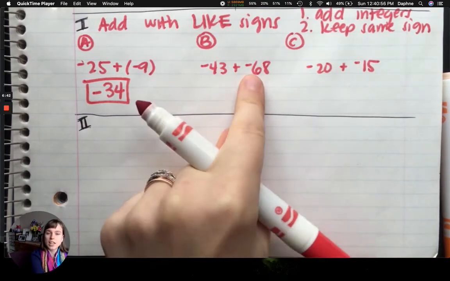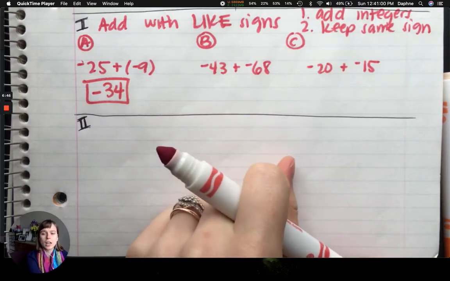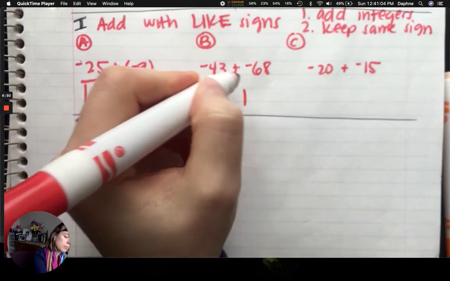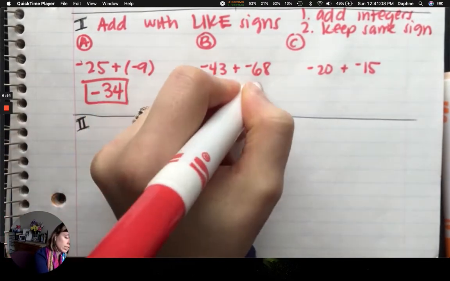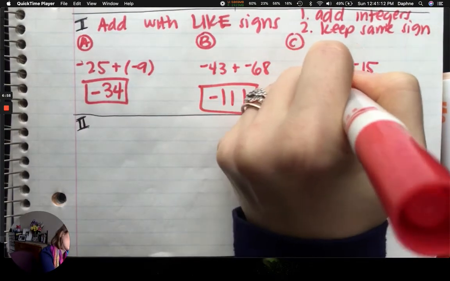Again, these are the same signs, so ignore that they're negative. What is 43 plus 68? That would be a 1. That would be 11. So 111? Yes. And keep the same sign, so it's negative. Pause the video. What is C? Should be negative 35.